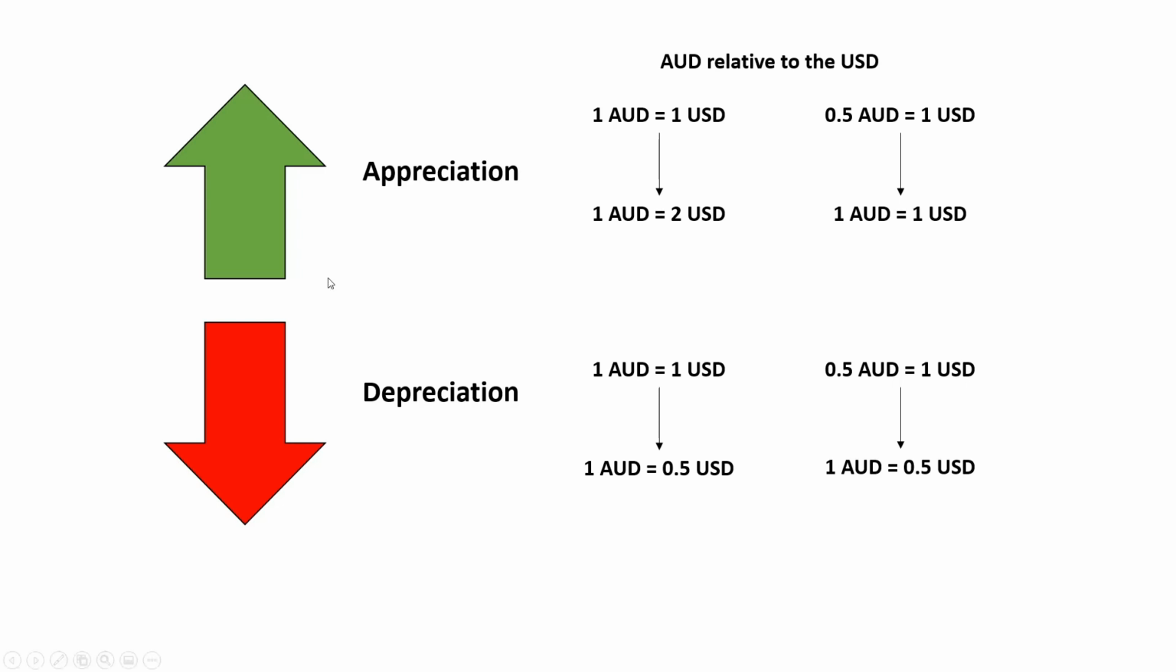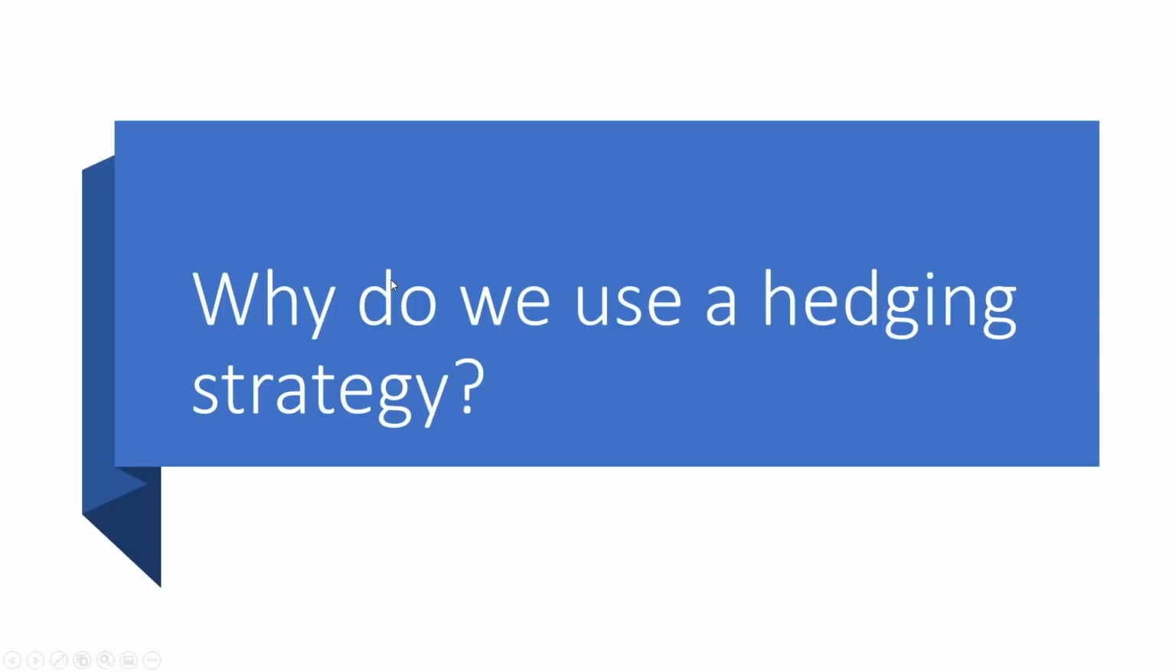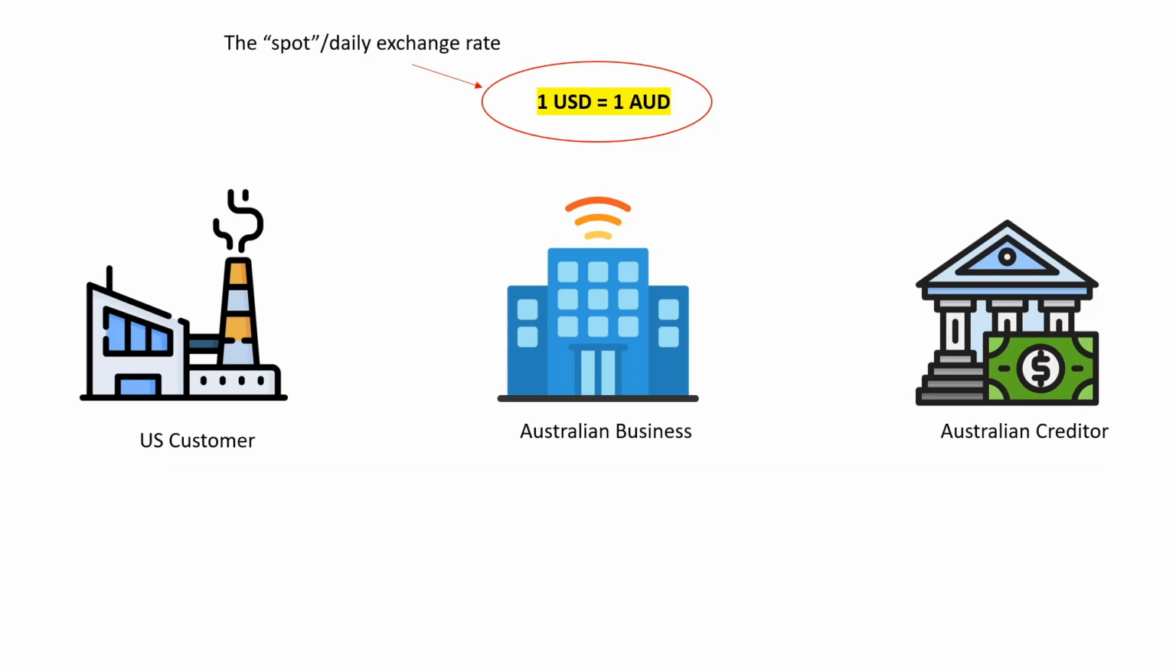So moving on to our second question. Why do we use a hedging strategy? To answer this question, we should best use an example. So let's say you're an Australian business selling to a customer based in the United States, and you're also borrowing from an Australian bank. Maybe you're borrowing $100 to pay off the labor that you're using to transform inputs that you need to sell to your US-based customer.